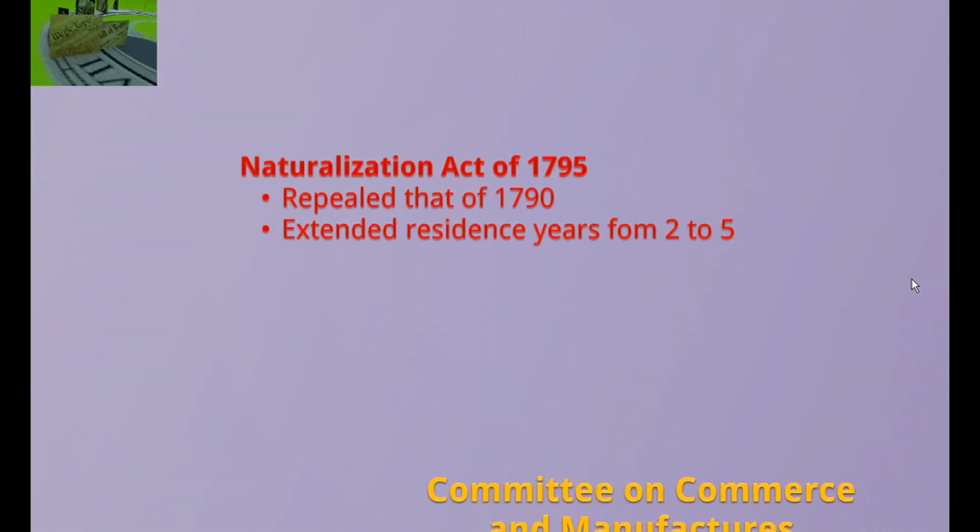We also have the Naturalization Act of 1795, which repeals the Naturalization Act of 1790. The 1790 Naturalization Act stipulates that the number of years of residence necessary for an immigrant to the US in order to get citizenship is 2. The Act of 1795 extends this to 5 years. So immigration policy by the government at different times in American history is going to be a very important element in political and social developments.